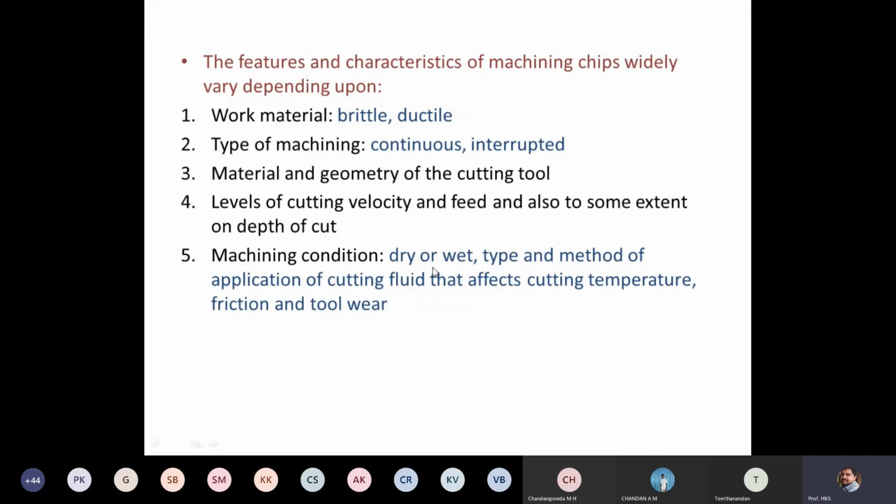So these are the functions of cutting fluid. If you apply cutting fluid, you can reduce the temperature, since cutting fluid carries away the heat in the machining zone, so you are able to reduce the cutting temperature. It is also possible to reduce friction by applying the cutting fluid. Because of that, it is again possible to reduce tool wear. All these things we will discuss in the next module.